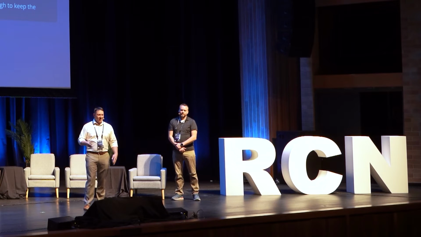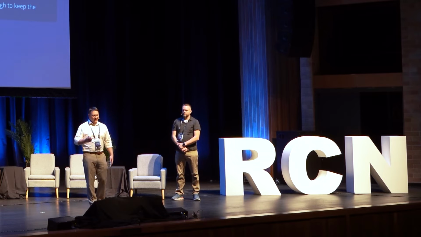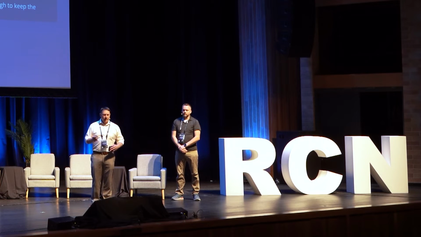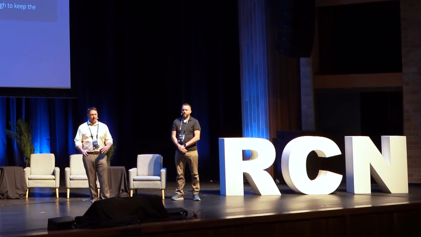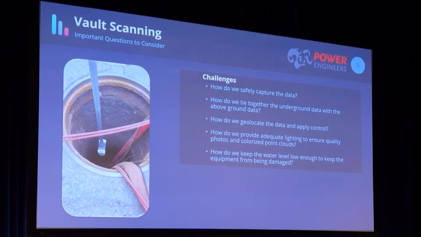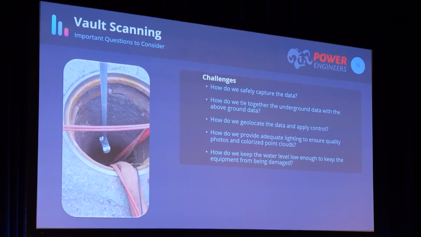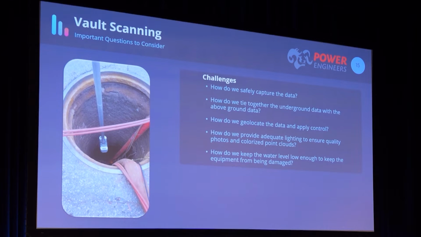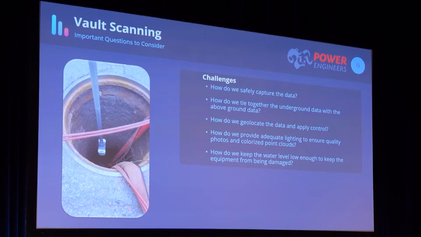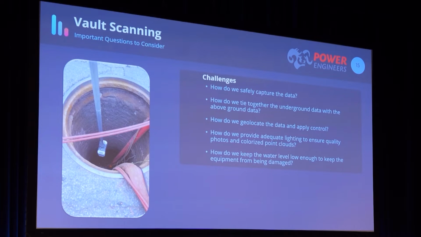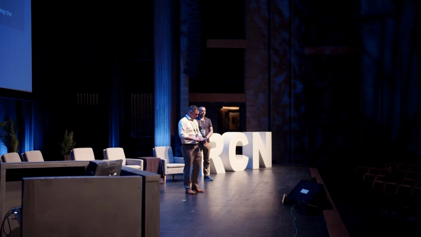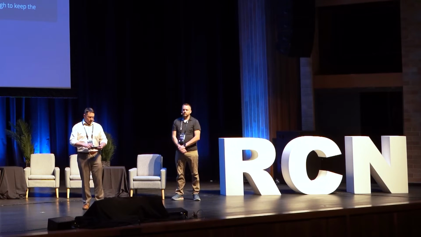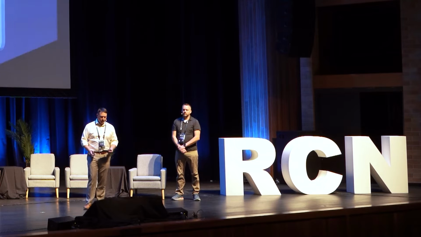How do we capture the data safely? You can read some of that yourself, but geolocation was probably the hardest thing to overcome, and making sure that we had adequate lighting down inside the vault so that when the scanner took a panoramic photo, it was capturing the colorized scan data. And then keeping the water at a low enough level, because it was filling so rapidly, so that we didn't hurt the equipment. So we began to ponder these questions, and it helped us come up with solutions that we knew we needed to overcome.